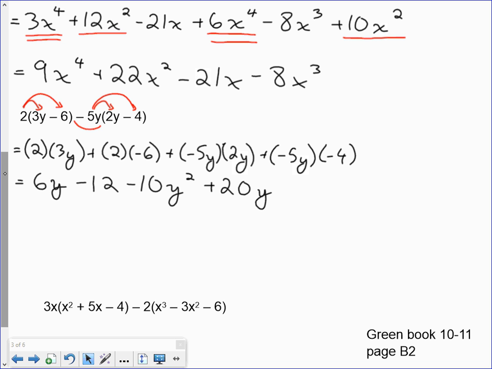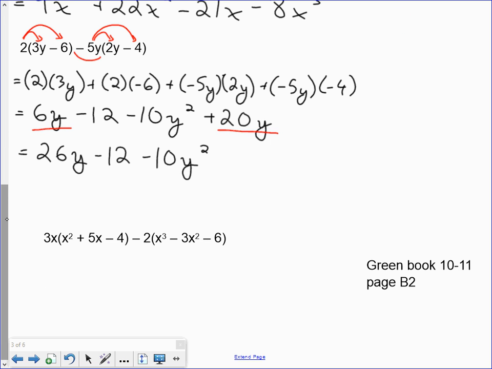Do we have any like terms here? Well, we have a negative 6y, and we have a 20y, so those two we can combine together. 6y plus 20y is 26y, and everything else just stays exactly the same. All right, we'll do one last example, and then you guys can get to work here.